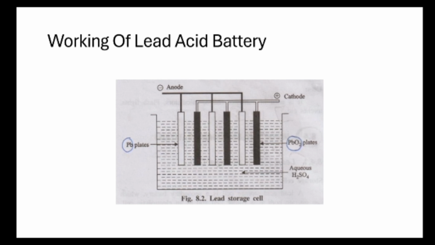The anode is made up of lead. The cathode is made from lead peroxide. The electrolyte is dilute sulfuric acid. Let us understand the working.